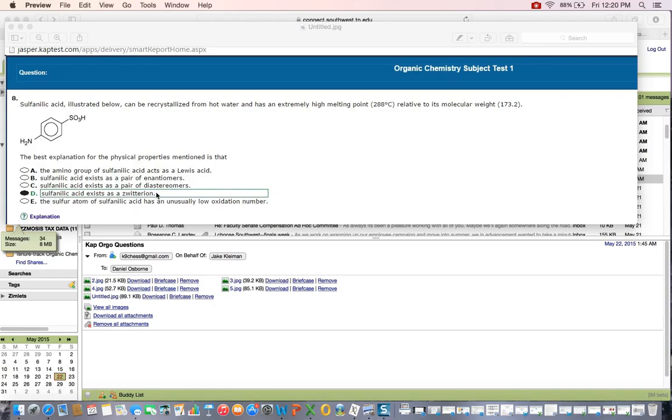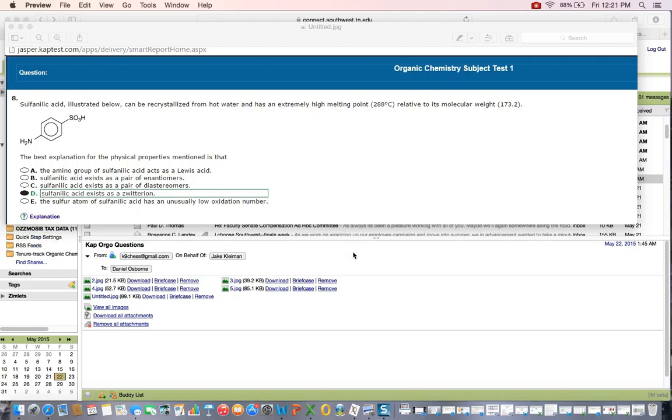Sulfanilic acid exists as a zwitterion. This can be deprotonated, this can be protonated. It's a dipolar ion, has a very high dipole moment. The high dipole moments resulting from the IMFs are going to result in very high melting points, very high boiling points, etc. So the best answer indeed is D.